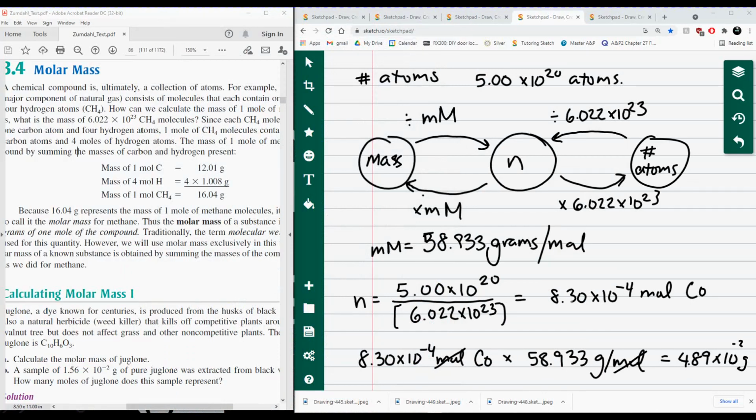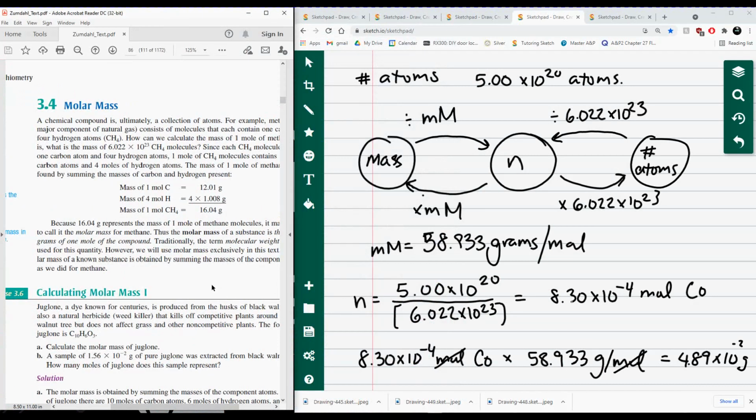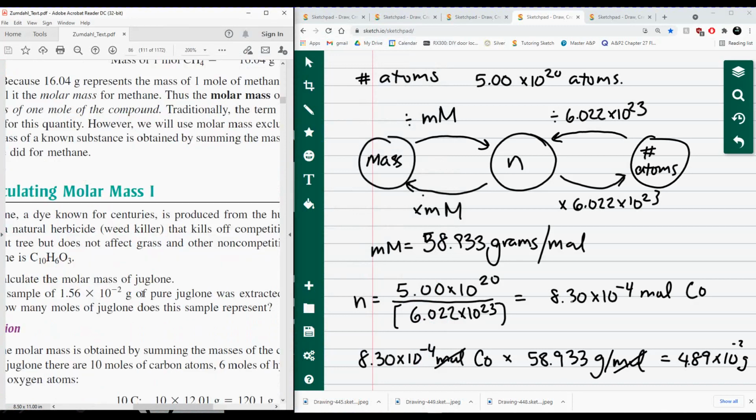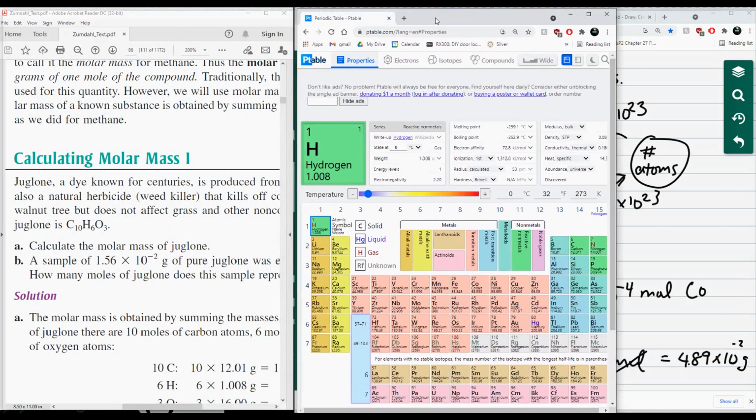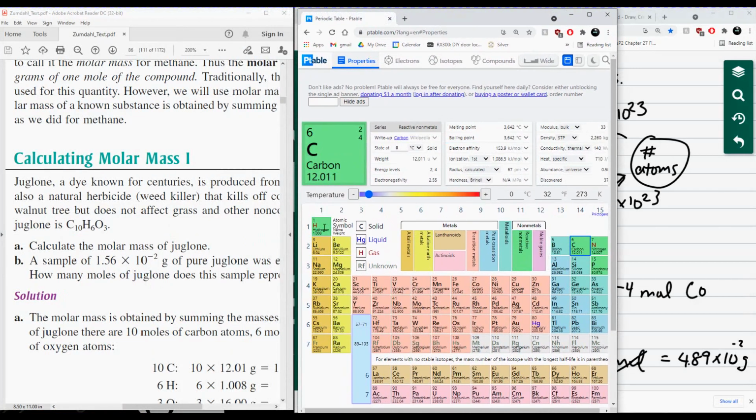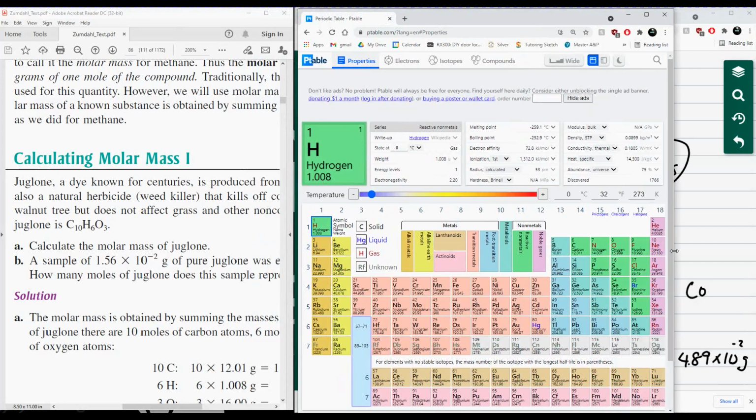Building upon this concept, you will have problems in the future that consist of more complex molecules, like this one for sample exercise 3.6, juglone, which has a chemical formula of C10H6O3. We know that the atomic mass of carbon is going to be 12.01. We also have hydrogen. Now we're introduced to another very popular atom, which is oxygen. Oxygen is going to be the gas that we breathe.